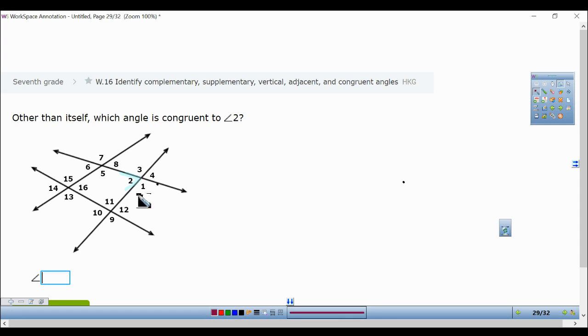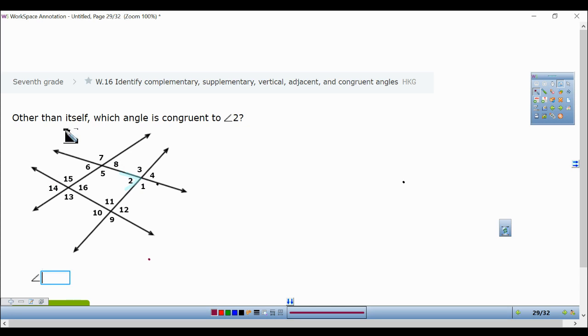Now, some of you may say, well, isn't 6 also congruent? If this line would be parallel to this line, if these two lines were to be parallel, then yes, 2 is congruent to 6. But in this case, we do not know if they're parallel or not. Actually, I can see that they're kind of not parallel because eventually they'll touch at one point. Same thing with these lines. They're going to touch at one point, so they're not parallel.